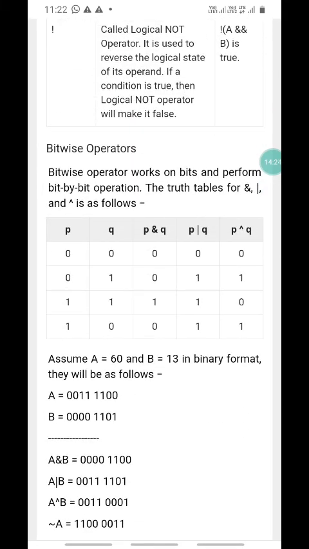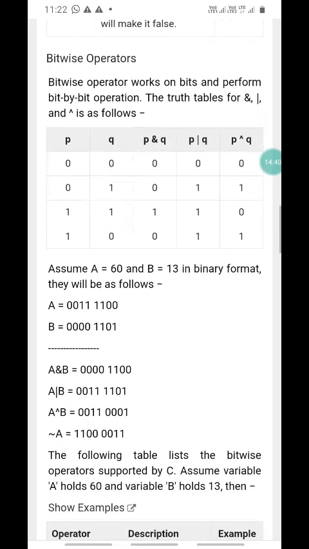This is the NOT operator. For 0 0, the value of p not equal to q is 0. For p 0 and q 1, that is 1. 1 1 gives 0, and 1 0 gives 1.